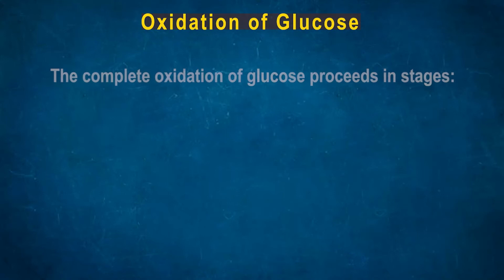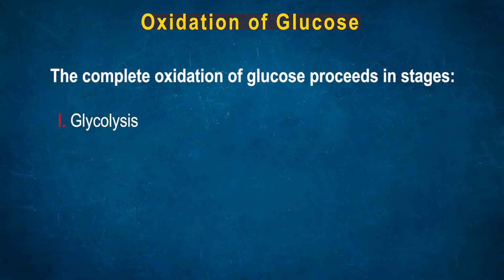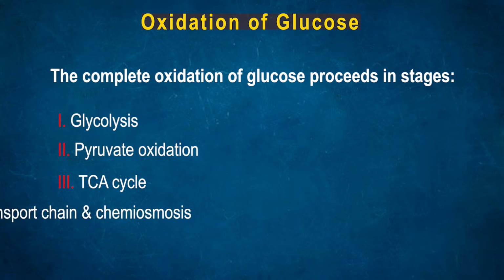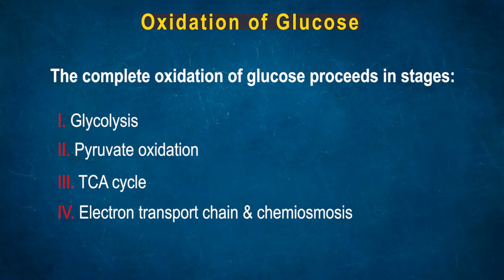Oxidation of glucose. The complete oxidation of glucose proceeds in different stages, including number 1, glycolysis, pyruvate oxidation, TCA cycle, electron transport chain and chemiosmosis.